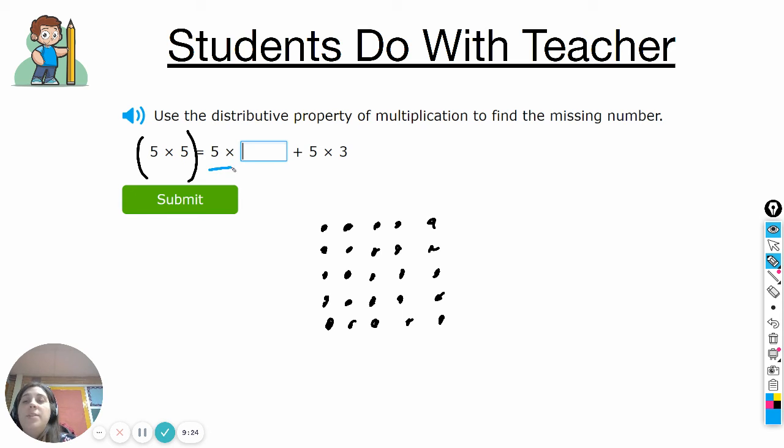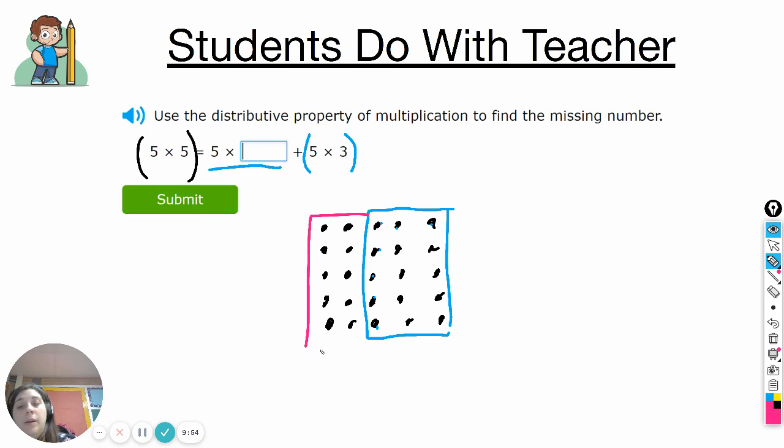Okay, now it's saying 5 times what plus 5 times 3. We know the 5 times 3, so I'm going to come here and I'm going to just put a box around 5 groups of 3, right? There's 5 going down and 3 across. That's my 5 groups of 3, or my 5 rows of 3. So let's look at what's left then. Over here, it says we have 5 rows, 1, 2, 3, 4, 5. So we knew that already.